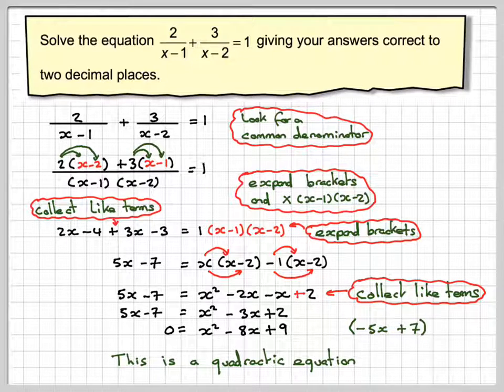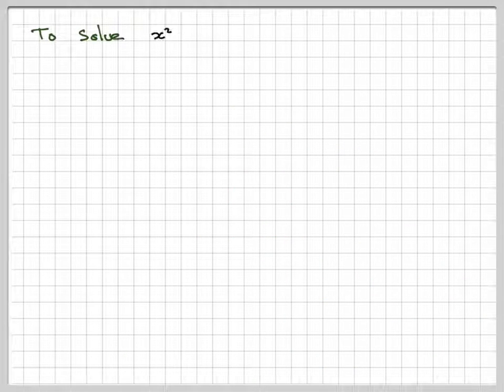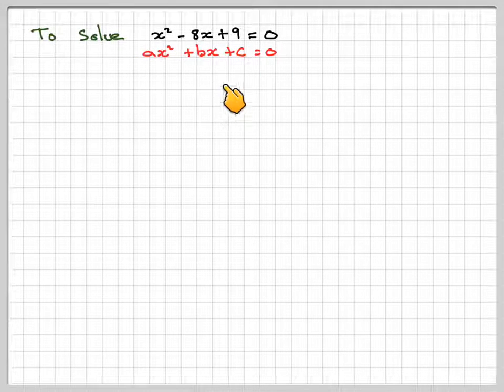Maybe an IGCSE question would start with that and ask you to show that it's equal to that. And if you weren't able to do that bit, at least then you could carry on with the question. So, we have to now solve the quadratic x squared minus 8x plus 9 is equal to 0. If we write out ax squared plus bx plus c is equal to 0, the clue to use the formula is that we have to give our answers correct to 2 decimal places. So from this, a is 1, b is minus 8, and c is 9.